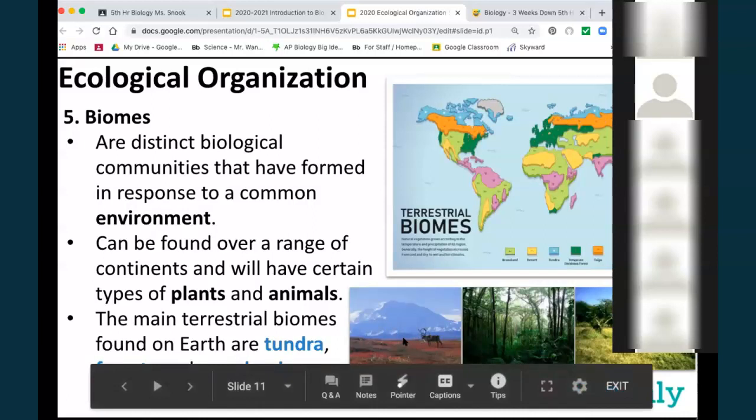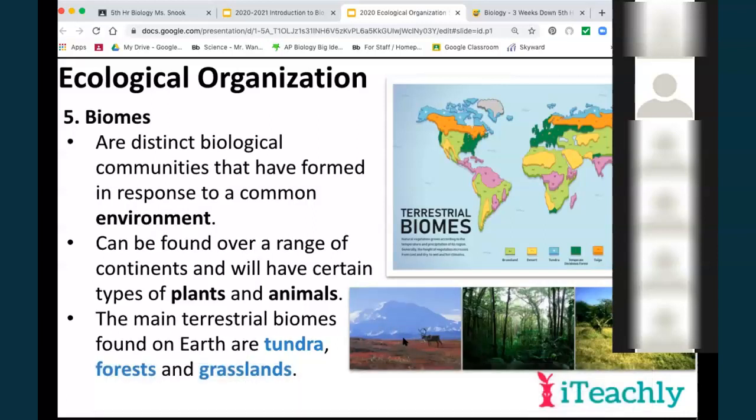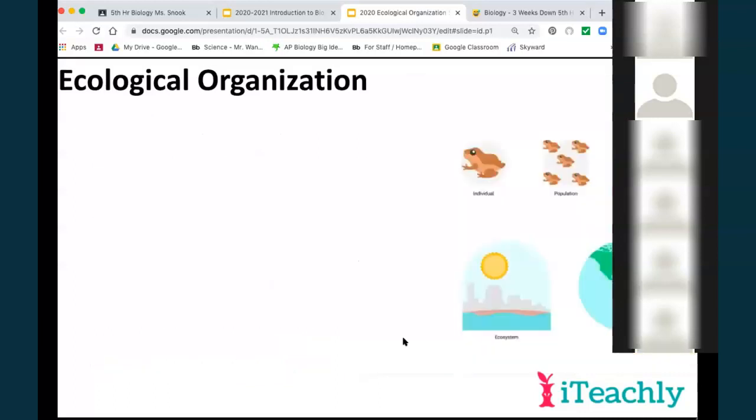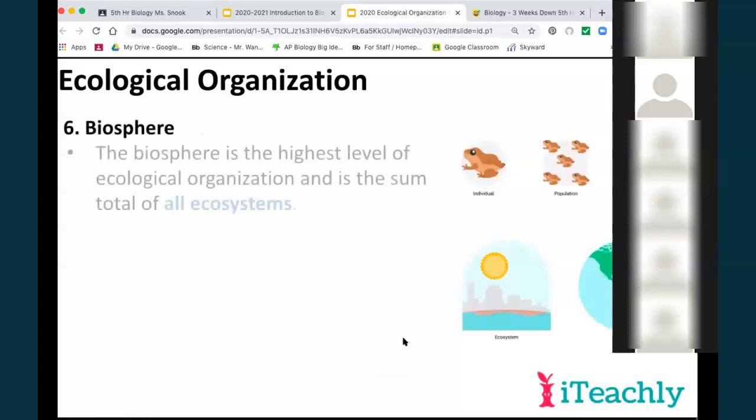The forests, which might be deciduous forests like we have here, coniferous forests, or the tropical rainforest. And then you have grasslands like you're going to see in Africa, for example. So those are the main terrestrial biomes. So a biome is a big geographic region with the same environment, basically.